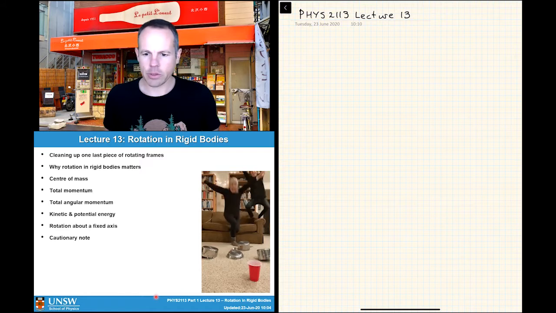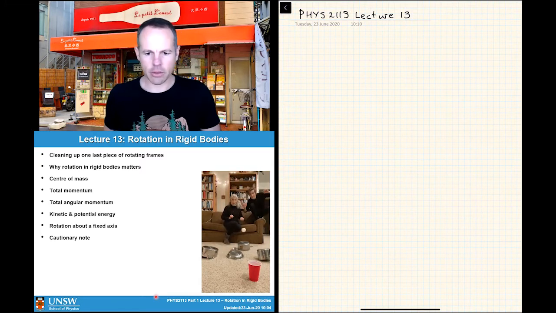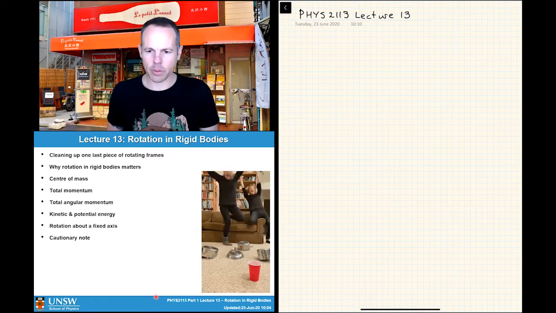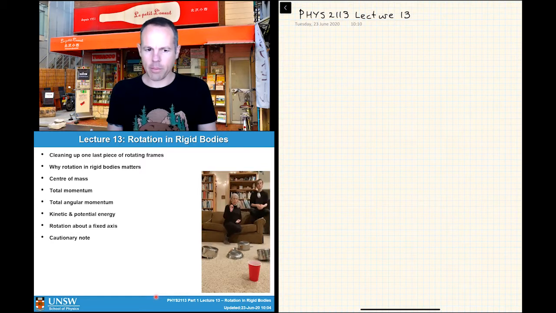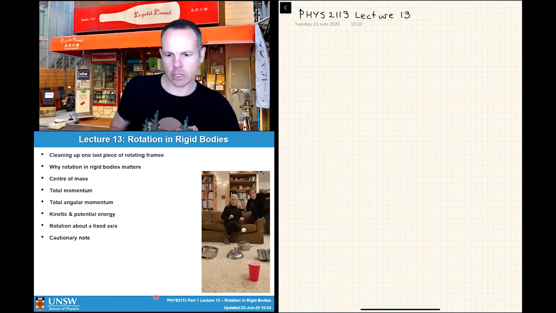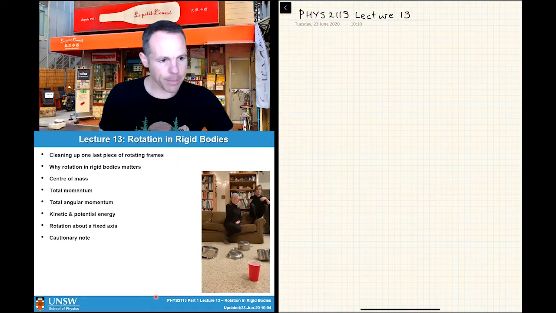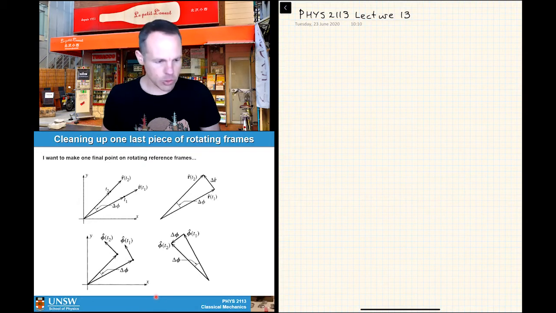Today's lecture is on rotation in rigid bodies, and it starts us down 3 lectures of the final topic of the course. But before I get into that, I want to clean up one last piece from the topic of rotating reference frames that we spent the last 2 lectures on. It's mostly just to round out the maths so that you can see a complete picture for this thing, having had a little bit of time to think about it with the other 2 lectures.